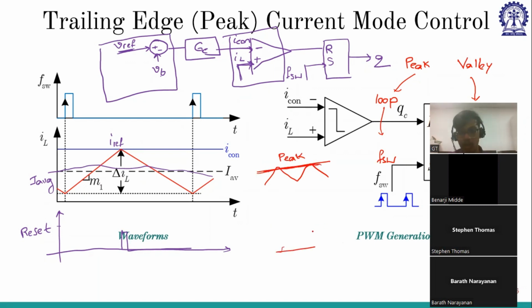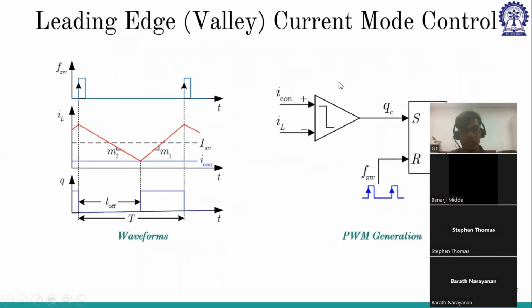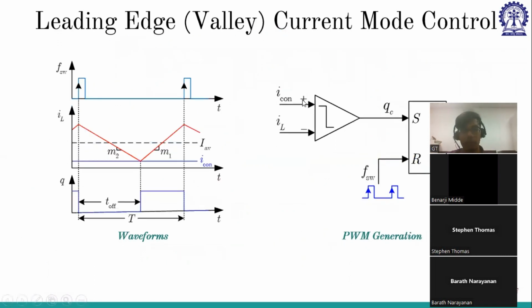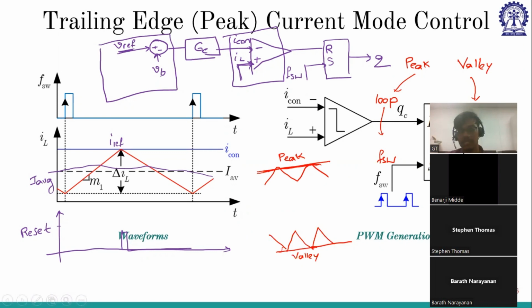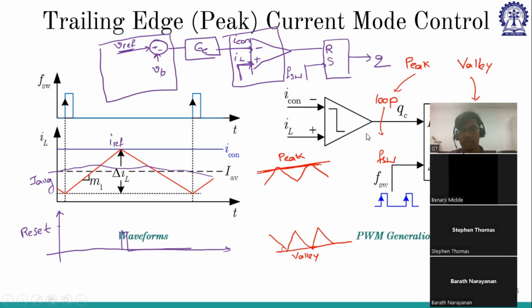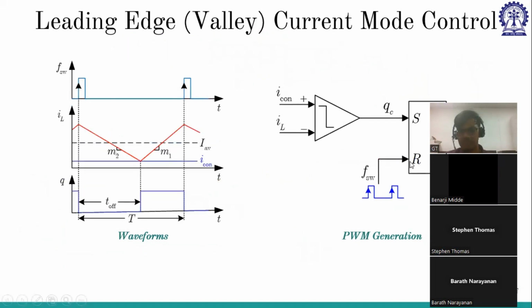Whereas in the case of valley current mode control, it will be like this. So this is the valley, right? This is the valley current mode control. And both are analogous to each other. Only here minus becomes plus in this case and set becomes reset in this case. So if I go to this valley current mode control, if you see here, icon is having minus, IL is having plus. Here icon will have plus, IL will have minus. And this is giving the reset pulse. Here it is giving the set pulse. And FSW is set in the case of peak. Here it is giving the reset pulse. So that is the difference.